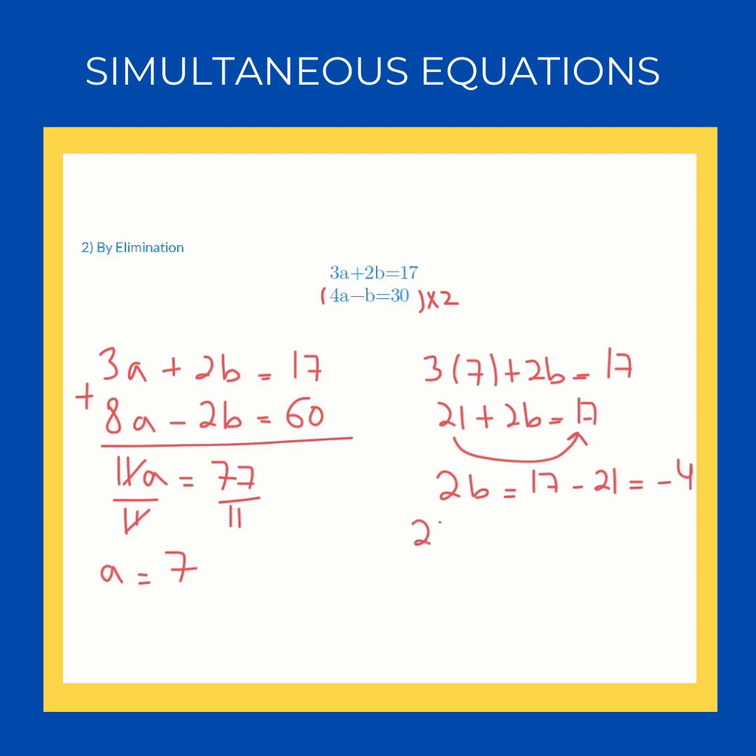So 2b is equal to negative 4. So divide both sides by 2. So b becomes equal to negative 2. So a is equal to 7 and b is equal to negative 2.